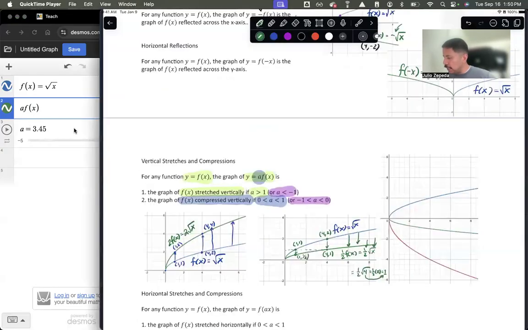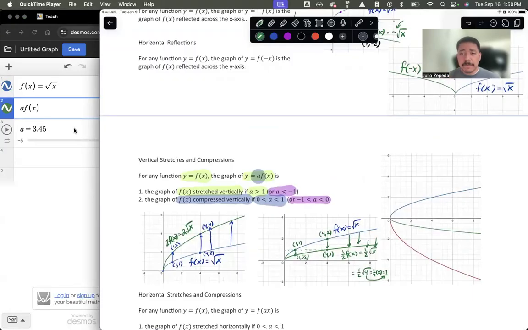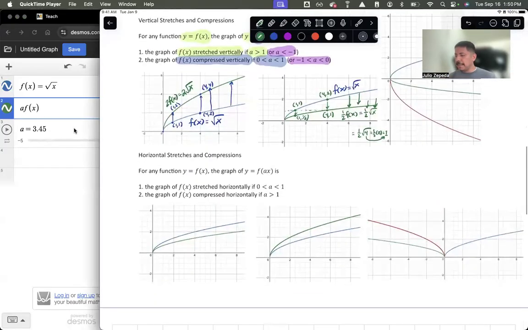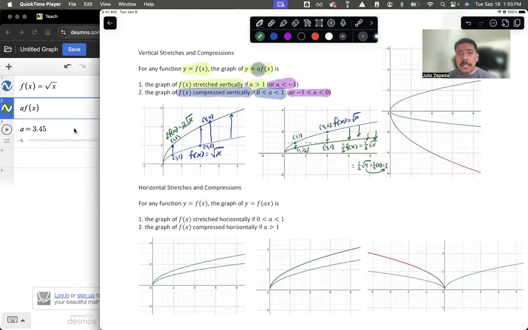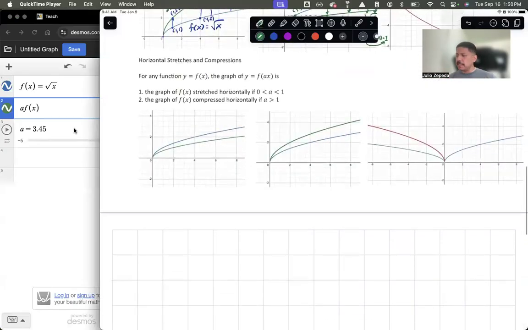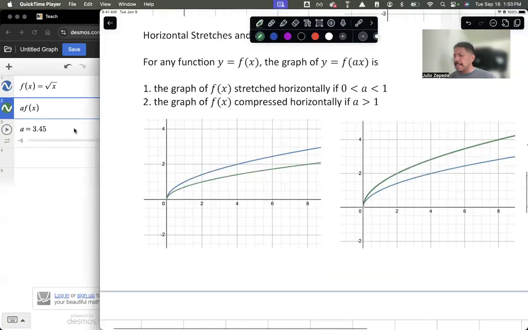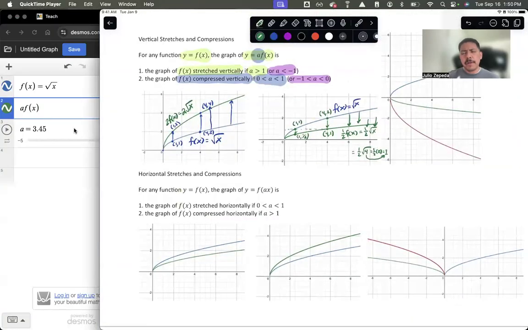I have a couple examples in that third graph, but we already talked about those. The last one that we're going to talk about is horizontal stretches and compressions. So we can stretch a function vertically or compress it vertically. We can also stretch it horizontally or compress it horizontally. Now, let's talk about the horizontal stretches and compressions. This is kind of opposite of what it was in the vertical stretches and compressions.